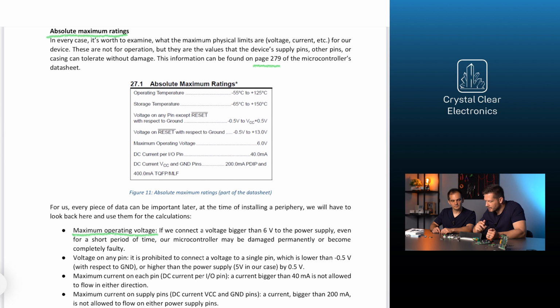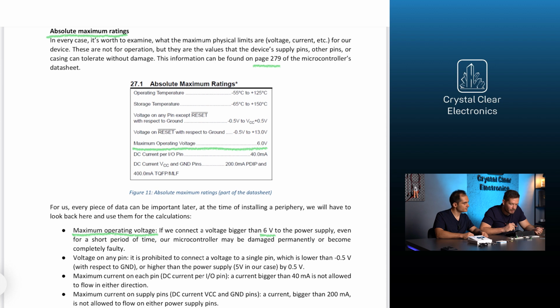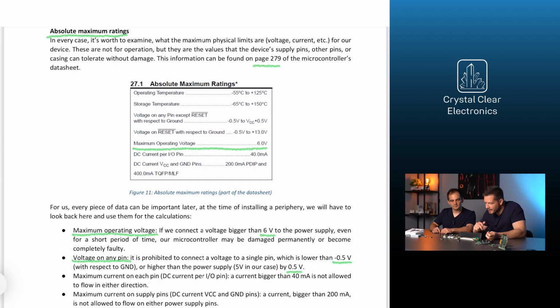Maximum operating voltage. If we connect a voltage bigger than 6 volts to the power supply, even for a short period of time, our microcontroller may be damaged permanently or become completely faulty. Voltage on any pin. It's prohibited to connect a voltage to a single pin which is lower than minus 0.5 volts with respect to ground, or higher than the power supply, 5 volts in our case, by 0.5 volts.